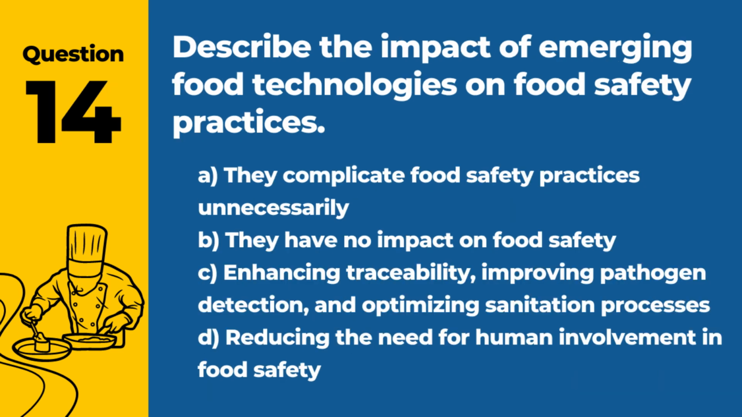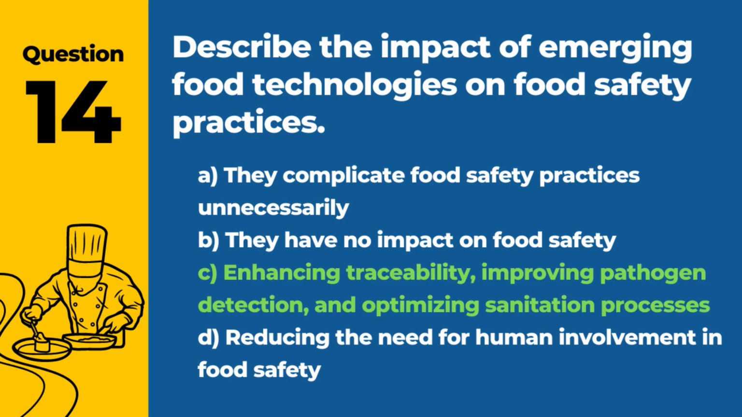Question 14. Describe the impact of emerging food technologies on food safety practices. A. They complicate food safety practices unnecessarily. B. They have no impact on food safety. C. Enhancing traceability, improving pathogen detection, and optimizing sanitation processes. D. Reducing the need for human involvement in food safety.